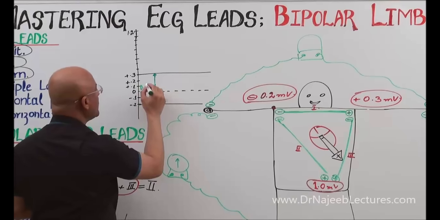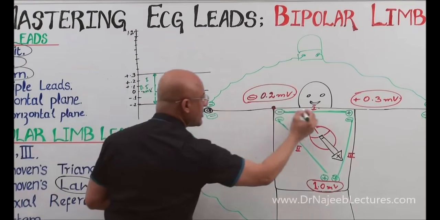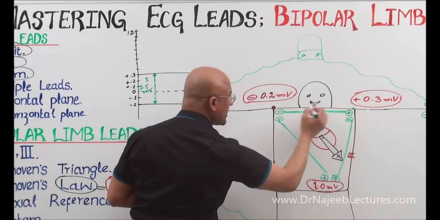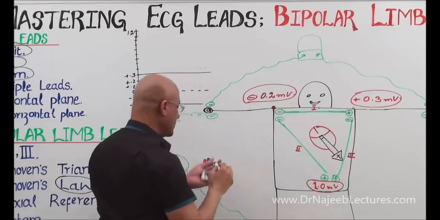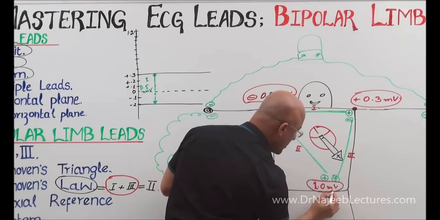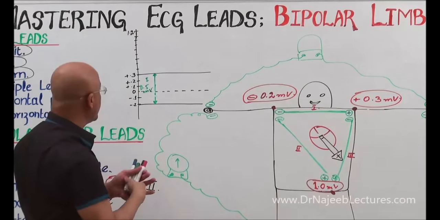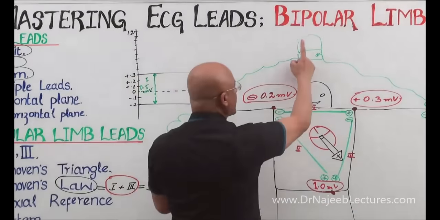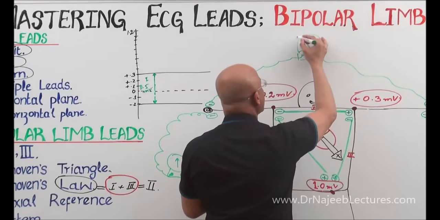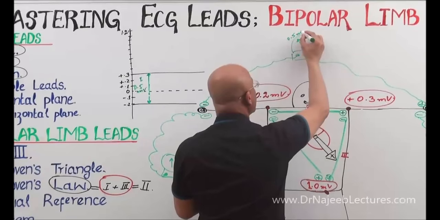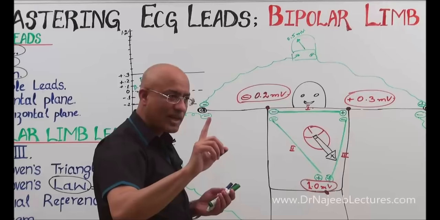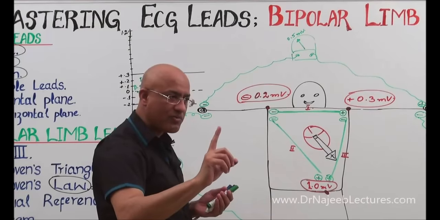And what is this lead? This is lead number 1. Between this point and that point, you are recording lead number 1. Is that right? And here is the lower end, left and lower. Okay. Now, what will be the deflection in this needle? There will be positive deflection of 0.5 millivolt. You understand? Yes. It will be positive deflection of 0.5 millivolt.